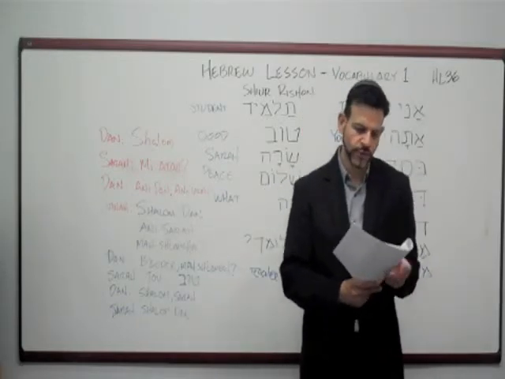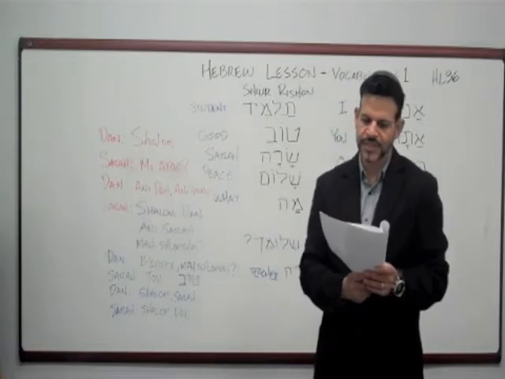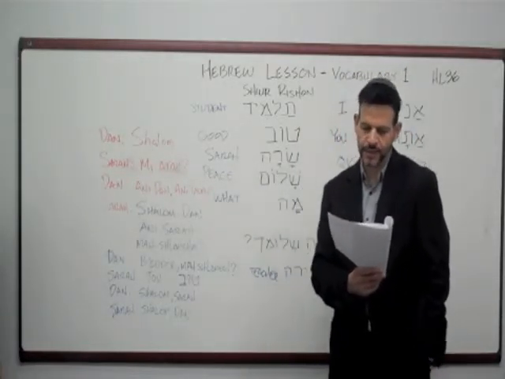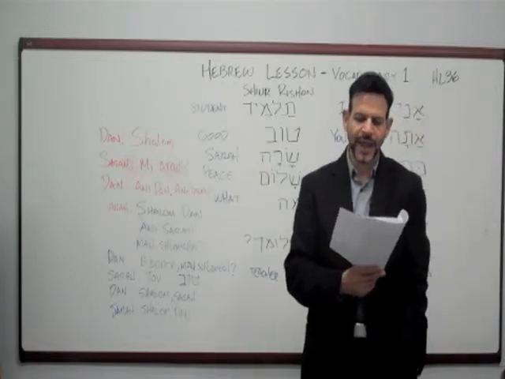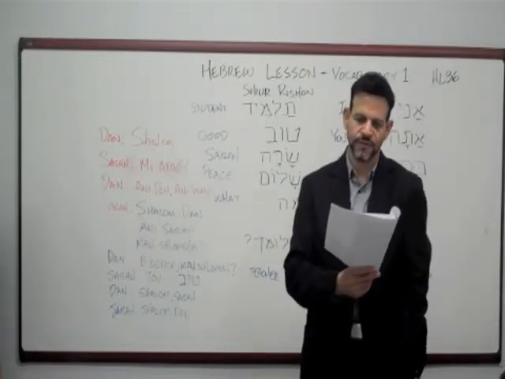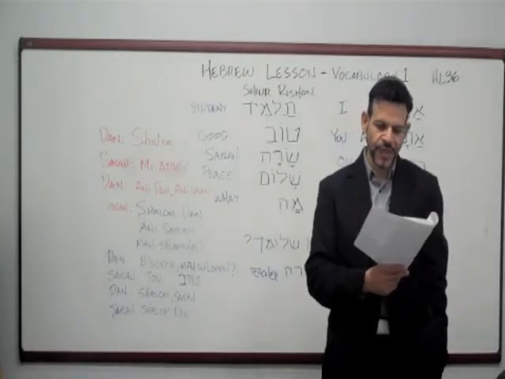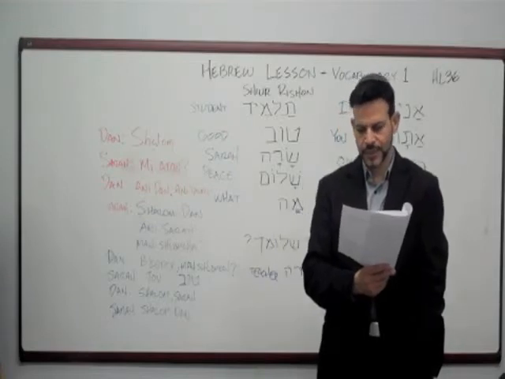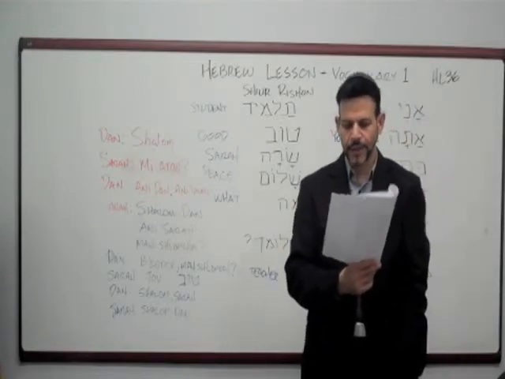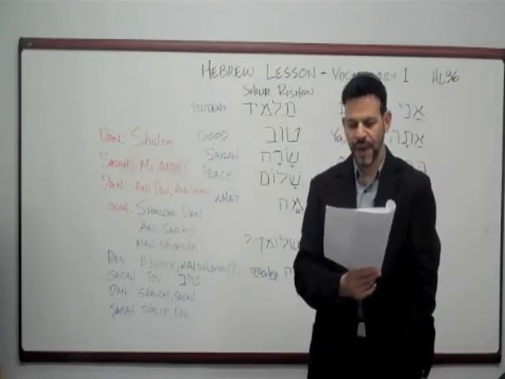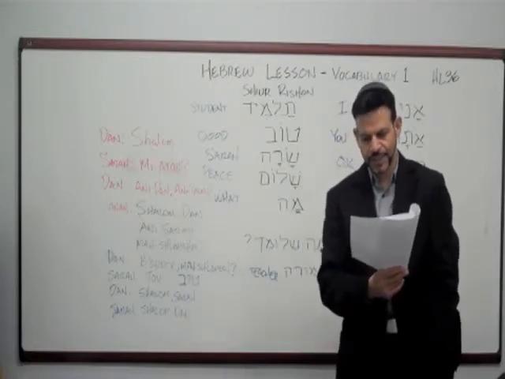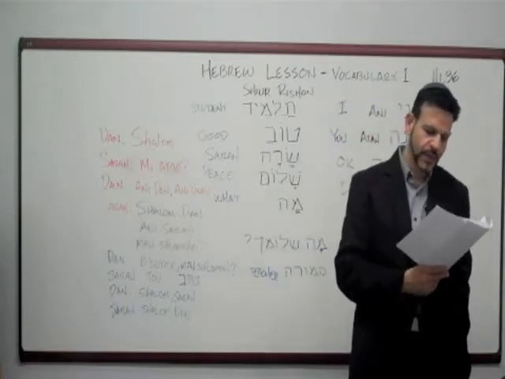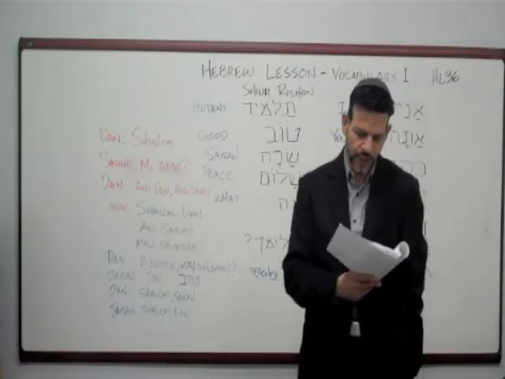This is all review for most of you. The conjunction and. Sarah and Dan is what? Sara Vedan. Uncle and aunt is what? Dod Vedoda. The teacher and the student is Hamore Vehatamid. The English word and is expressed by the letter vav, which is attached as a prefix to the following word.